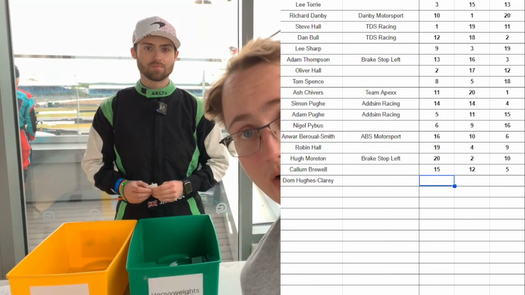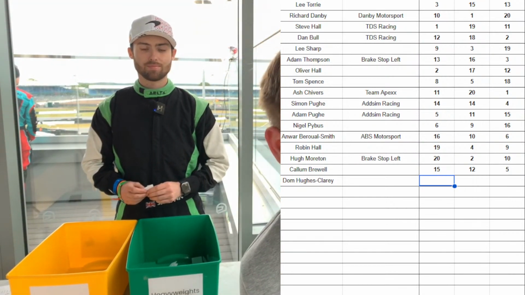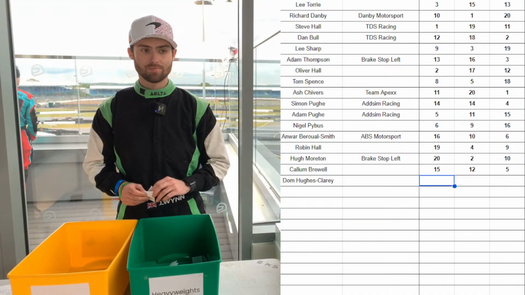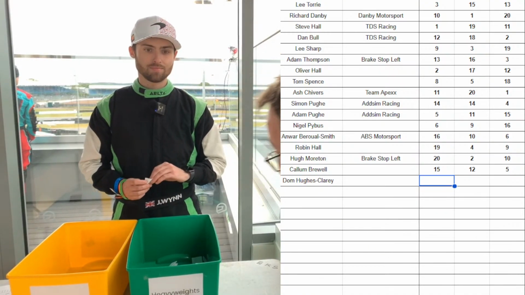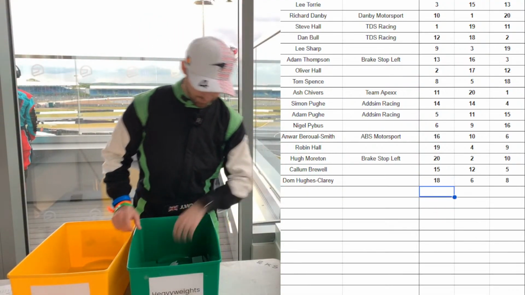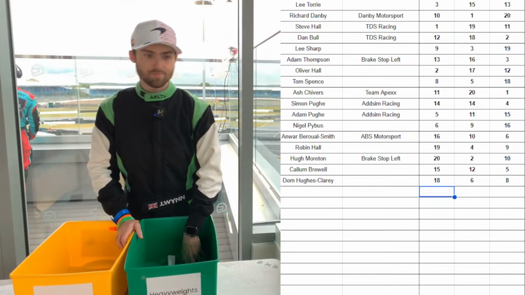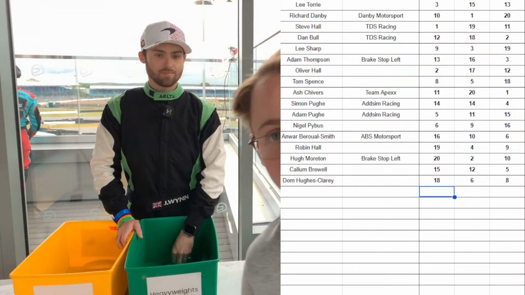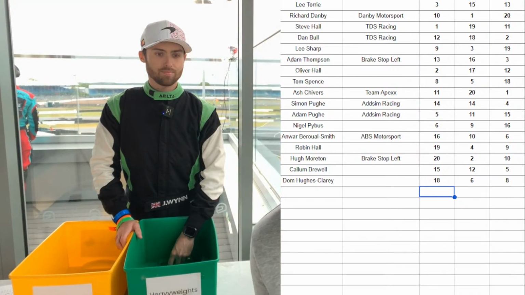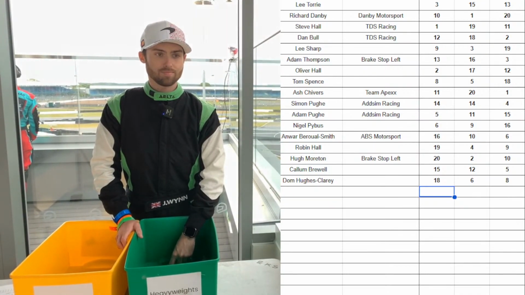Last driver then currently on the entry list. As I say, we are expecting more drivers to book in, so they'll be added onto the list in due course. But currently the last driver entered is Dom Hughes Clary, who is going to be a regular in the EKS going forward from here. He's starting his first heat from 18th position. Then he'll be starting from 6th place in heat 2, and he'll be starting in 8th place for heat 3. So Dom is already booked into our next 4 events in EKS. So welcome along to the series, Dom. It'll be great to have you along.